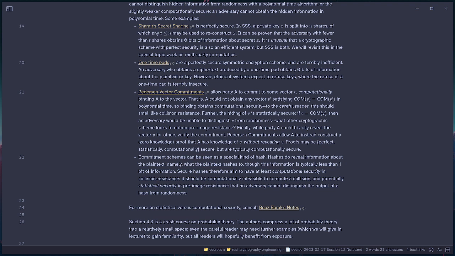But it's worth asking, what kind of security does binding obtain? So we need to think about two things. First, the party that committed should not be able to change their value underneath the binding. And second, every other party should not be able to see the value that the party committed to. In a commitment scheme, we think of the commitment as still being private.